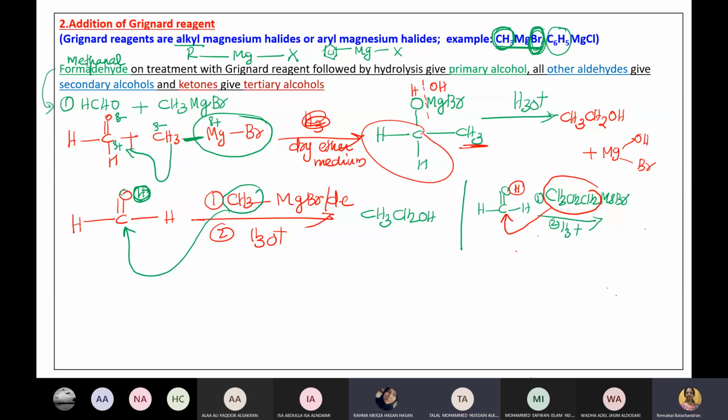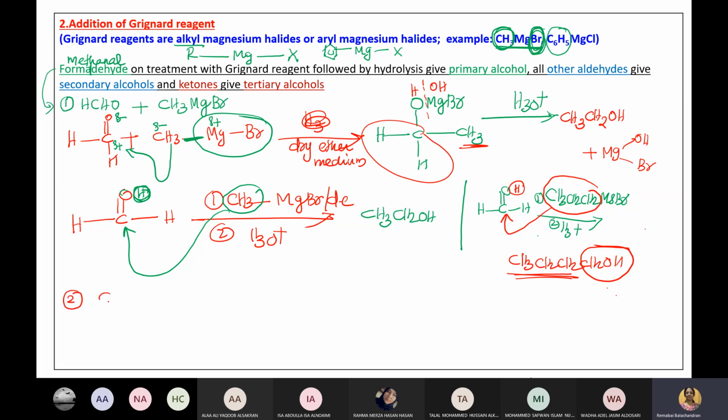CH3, CH3, CH2, OH. See, this CH2OH is from the aldehyde group, that from the formaldehyde. This is from the Grignard reagent. So similarly, you can do for acetaldehyde also.